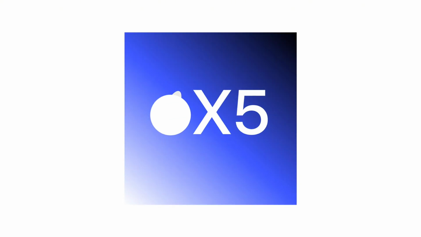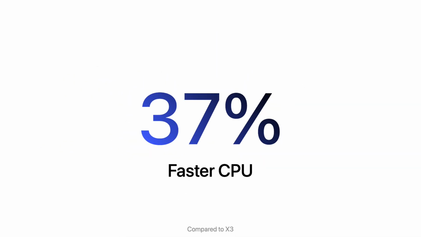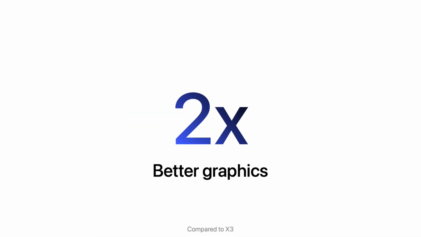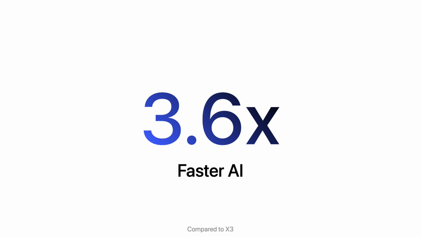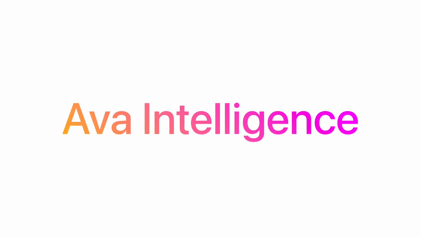Inside, OTOP is powered by X5. X5's new CPU brings 37% faster performance compared to the previous OTOP. This is also our first OTOP with ray tracing, allowing for up to 2 times better graphics than OTOP with X3. And the new NPU enables 3.6 times faster AI performance, making this the first OTOP fully compatible with the new features of AVA intelligence.